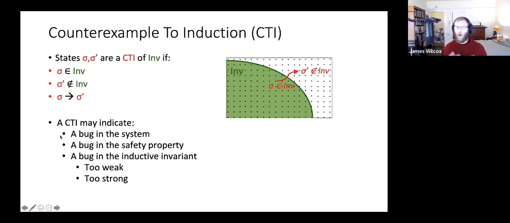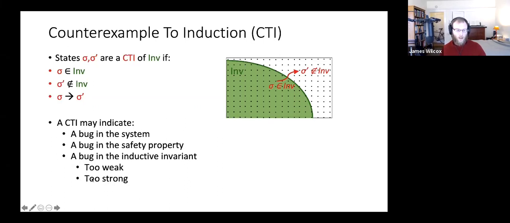So you actually have more transitions or the wrong transitions than you thought you did. You might actually be able to reach somewhere that you didn't expect to be able to reach. So maybe you need to fix the code. There could be a bug in the specification in the safety property, right? Maybe you drew the red circle in the wrong place, or you stated the wrong property. Or there could be just a bug in the inductive invariant, which could happen for a few reasons.